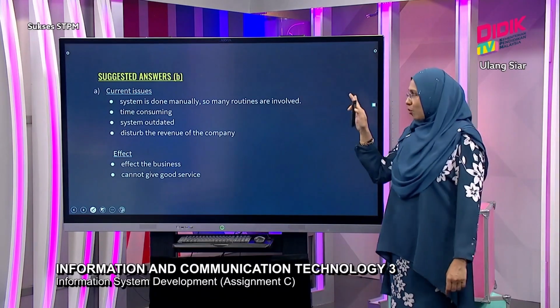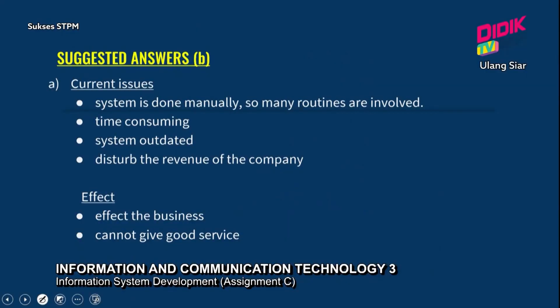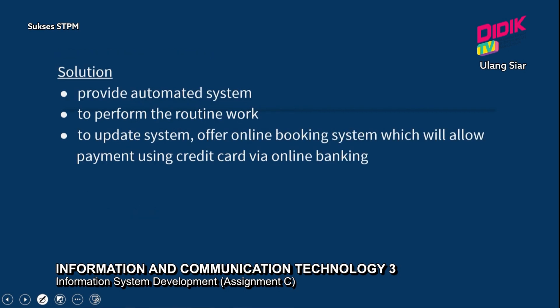Okay, you write in point form, current issue. Okay, all these are from the question. System is done manually, so many routines are involved, time consuming, system outdated, disturb the routine of the company. So it will affect the business, cannot give good services. And how to solve this problem? Provide automated system to perform the routine work, and you update the system, offer online booking system which will allow payment using credit card via online banking. So everything is in the question, just take it out.